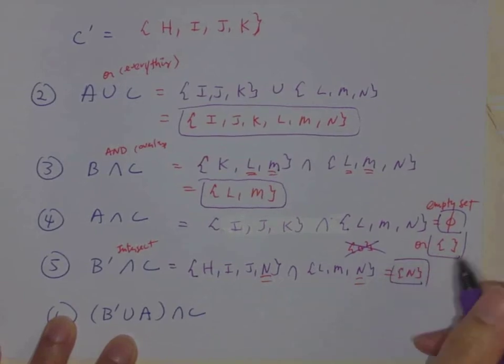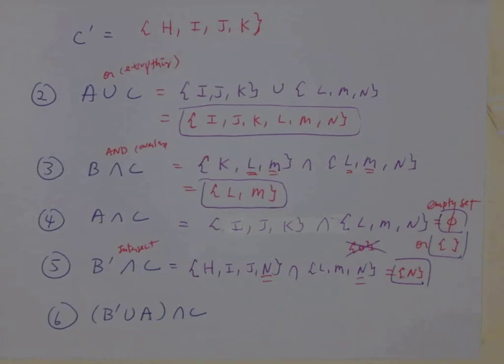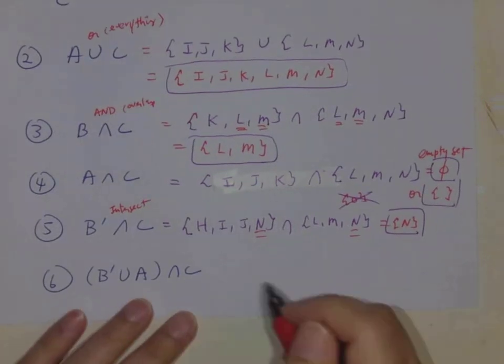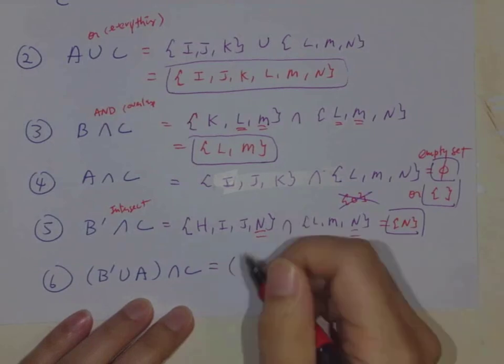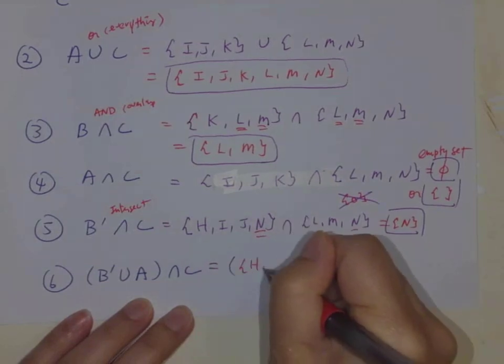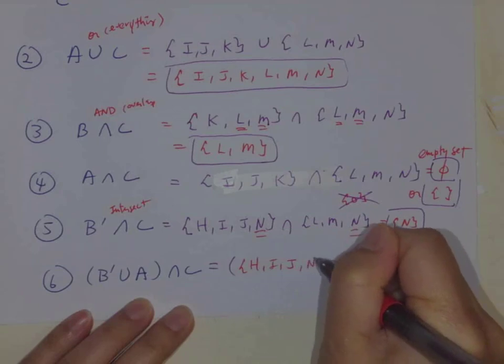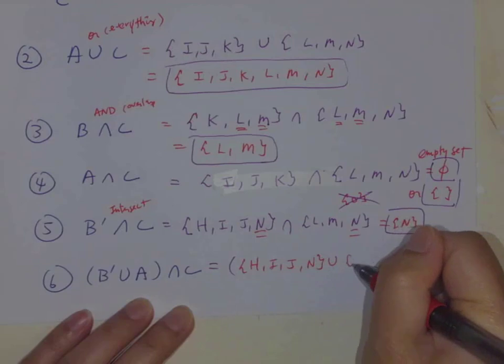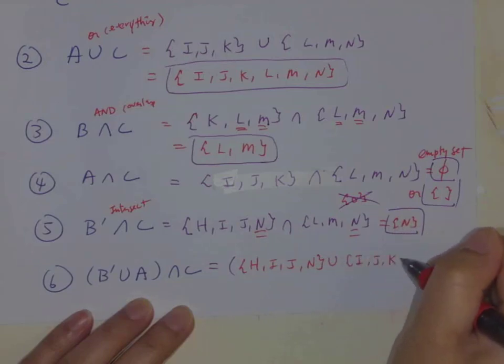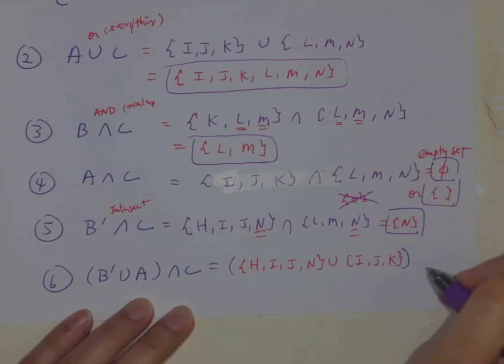For number 5. Are we okay? So the last one is a little bit more complex, right? So we're going to need to show some steps for the last one. So we should do the parenthesis part first, right? We have not B, which is H, I, J, N, and then union with A, which is I, J, K, right? And then after we complete that part in the parenthesis, then we need to intersect with C.